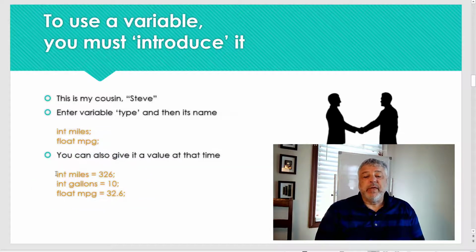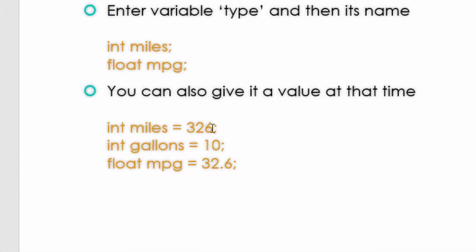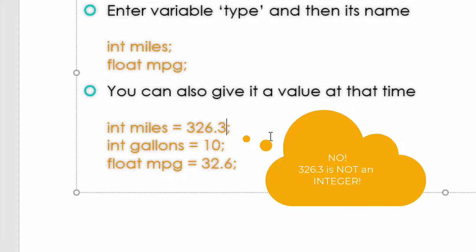It's important to note that if I put the wrong kind of thing into the variable, I will get an error. As an example, if I said that we went 326.3 miles, the computer is going to yell at me when I compile the program and say, you built a floating point number and you tried to stick it into an integer. That's not allowed.